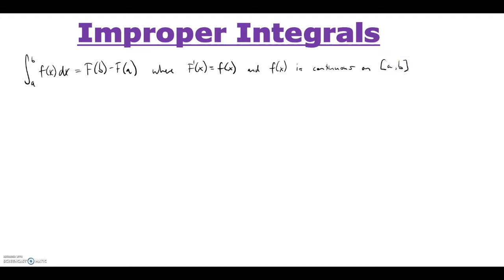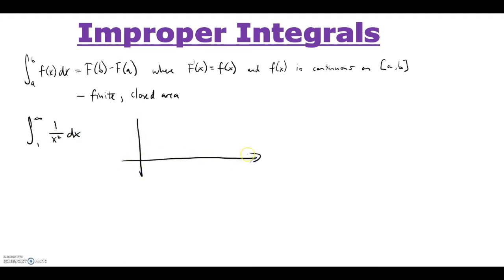And the purpose of the fundamental theorem is to help us calculate the finite closed area bound between any function f of x and the x-axis. But in this video, we're going to take a look at a weird example and say, what if we wanted to evaluate the integral from 1 to infinity of the function 1 divided by x squared with respect to x? Now this might sound like a very strange thing to even try to talk about, but let's take a look at the graph for this function.